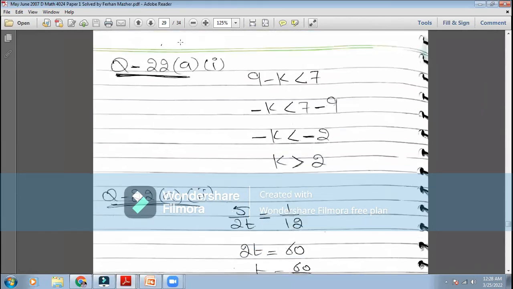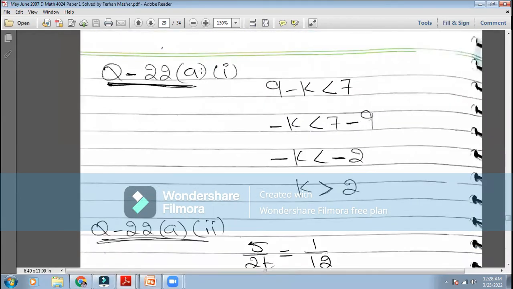Okay, so question number 22, A part. He says 9 minus k is less than 7. Minus k is less than 7 minus 9. Minus k is less than minus 2. So cancel negative from both the sides. When you cancel negative, it means you have multiplied both the sides with a negative number. So the sign of the inequality will flip, it will change, it will reverse. So k is greater than 2. We cancel the negative, the sign of the inequality will change. So k is greater than 2.